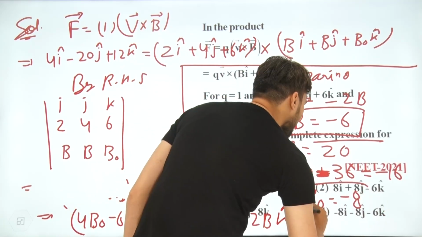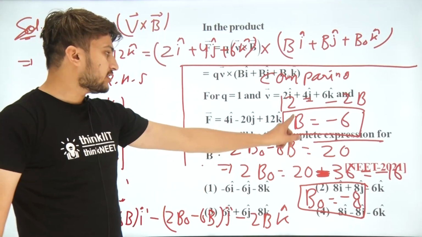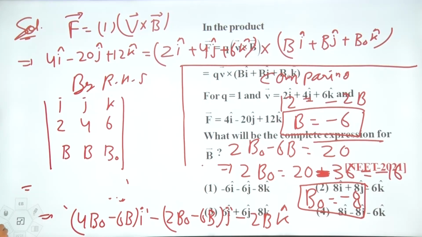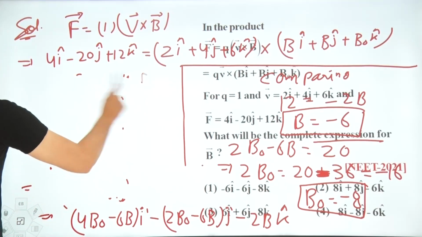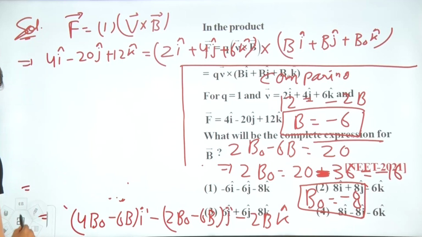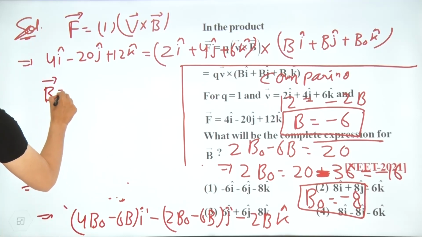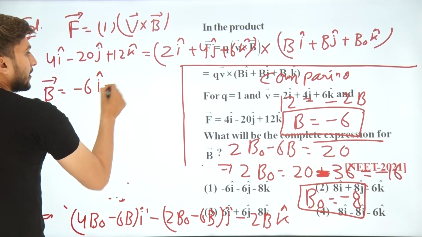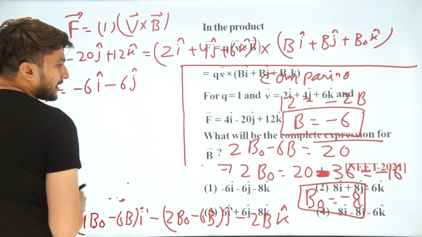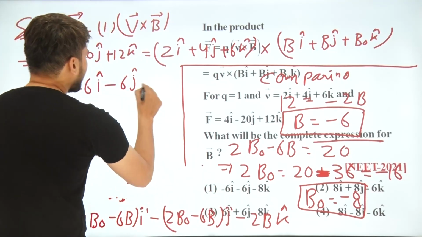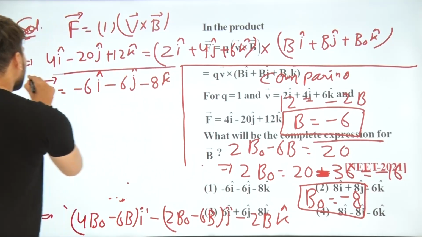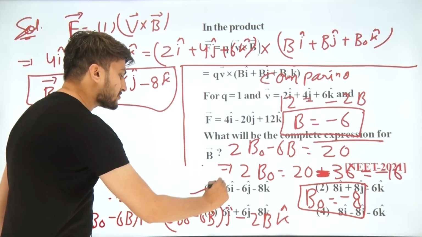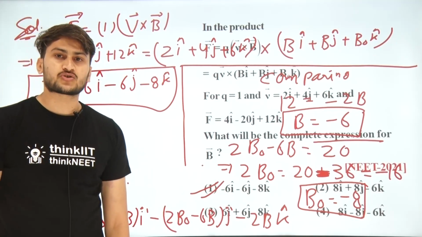So we have calculated the value of b is minus 6 and b naught is minus 8. Now the vector b is given as b I cap plus b j cap, that means minus 6 I cap minus 6 j cap and b naught k cap, that means minus 8 k cap. So this is our b. Now if we check which option will be correct, we can say only option 1 is the correct answer for this question. Thank you.